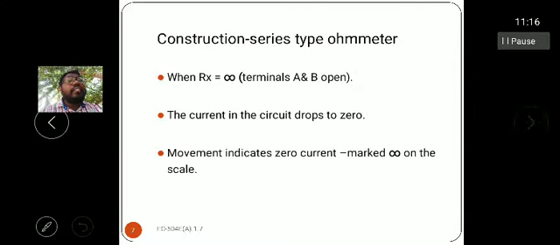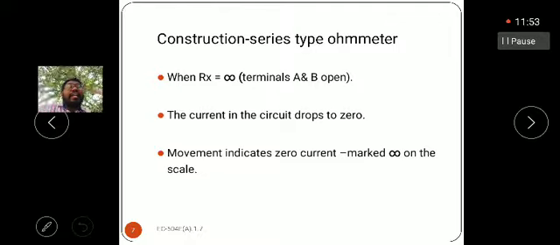One more condition is when the resistance is high, that means the unknown resistance is infinity. Then the terminals A and B are open circuited. Open circuited means the current in the circuit drops to 0, because the circuit is open and the current passing through it is 0. Then the movement indicates 0 current.